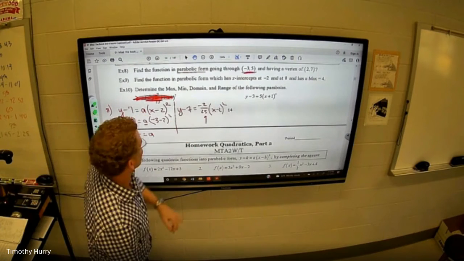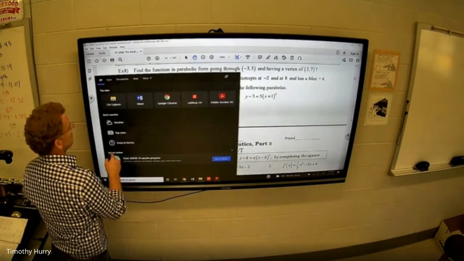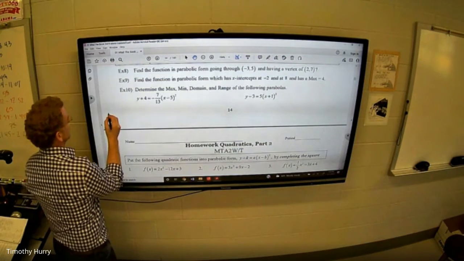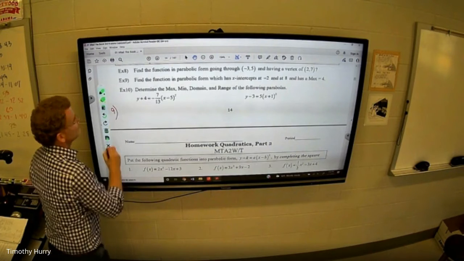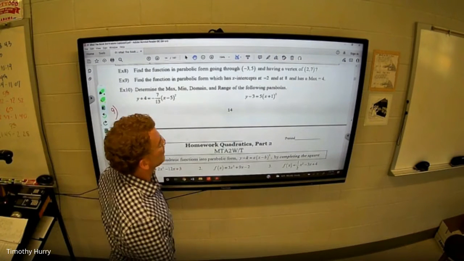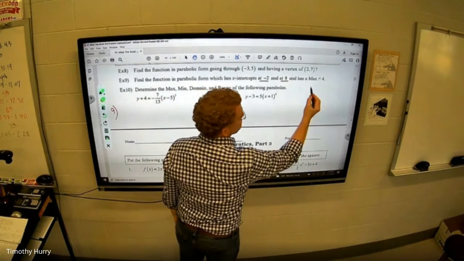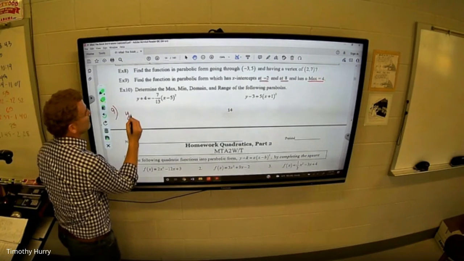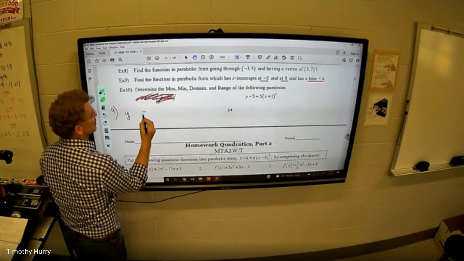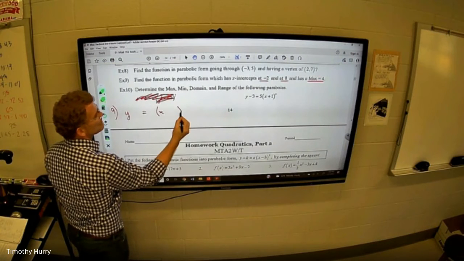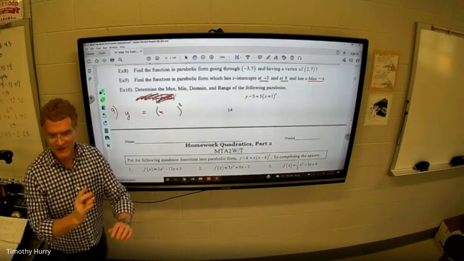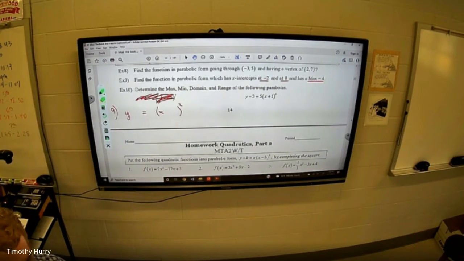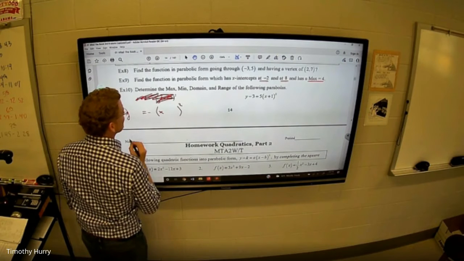All right, what about number 9? So number 9. Again, sorry I didn't leave you over. Find the function in parabolic form which has these two x-intercepts and a max of 4. Is there anything about parabolic form, again, ignore this right here, that you currently know? Right here, is there anything you know? The a value is definitely negative, right? Because if it has a max, you know it's going down. So you definitely know that the a value is going to be negative. Is there anything else you know?